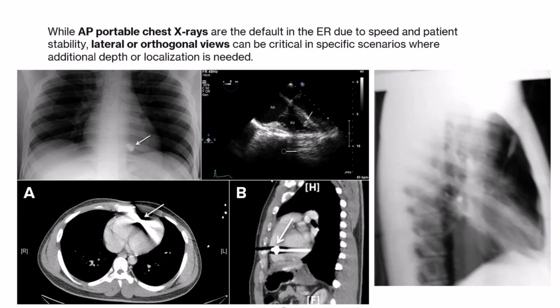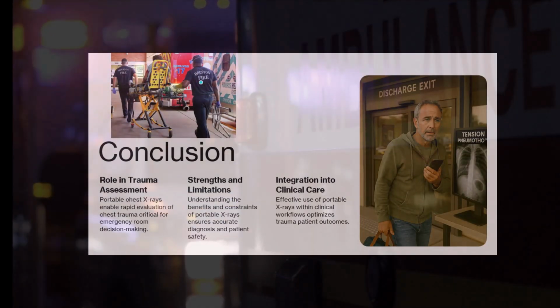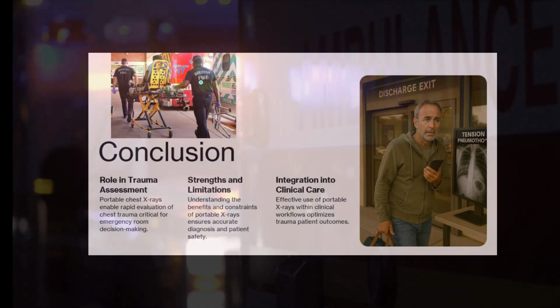While AP portable chest x-rays are the default in the ER, due to speed and patient stability, lateral or orthogonal views can be critical in specific scenarios where additional depth or localization is needed. In conclusion, portable chest x-rays enable rapid evaluation of chest trauma, critical for emergency room decision-making. And understanding the benefits and constraints of portable x-rays ensures accurate diagnosis and patient safety.